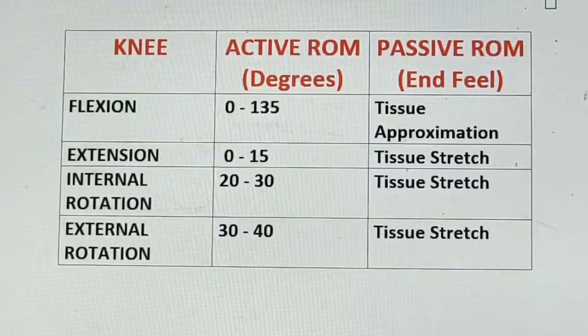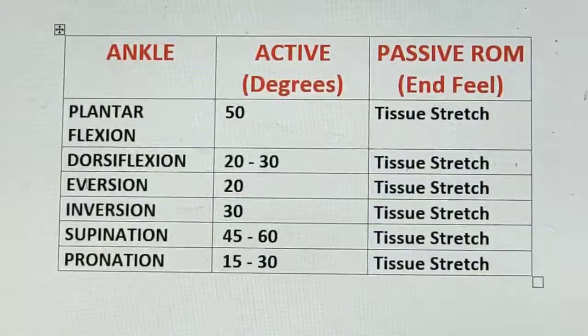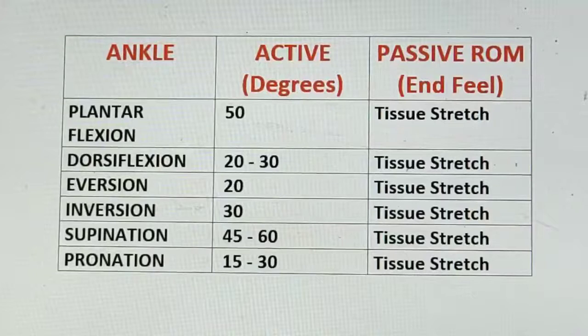Okay, so here you go, guys. These are the complete normative values of the range of motion of the knee joints. Okay, from flexion, extension, internal rotation to external rotation movements. Let's move on to the last normative values of the range of motion, which is the ankle joints range of motion values. Now, the following are the range of motion movements of the ankle joints.